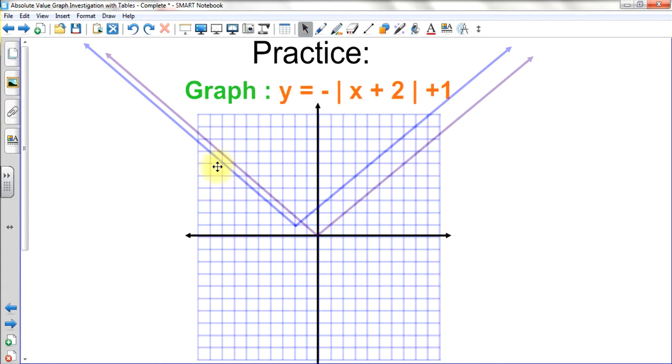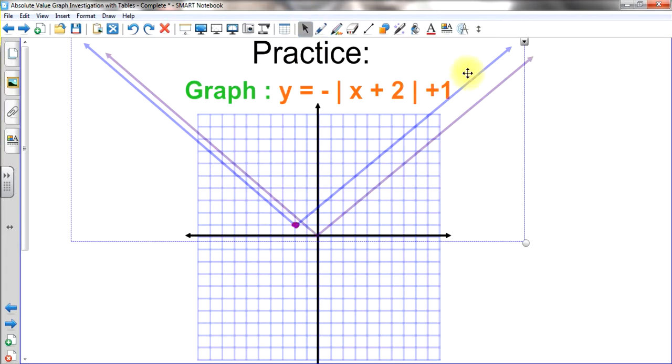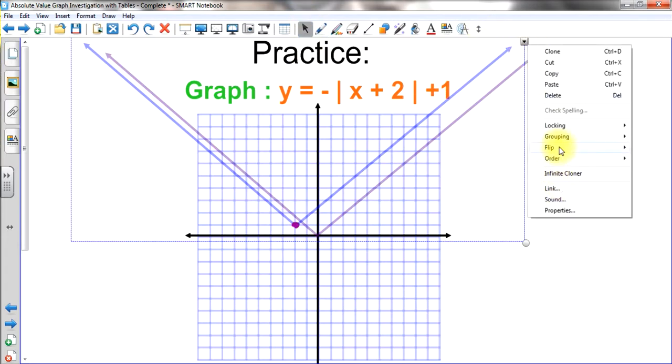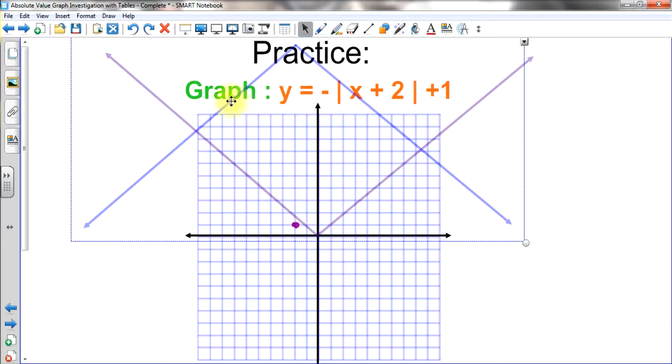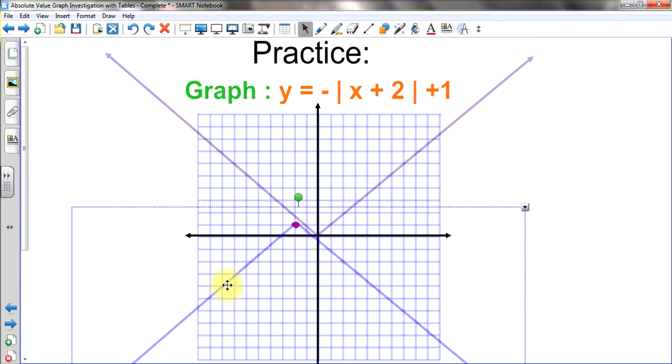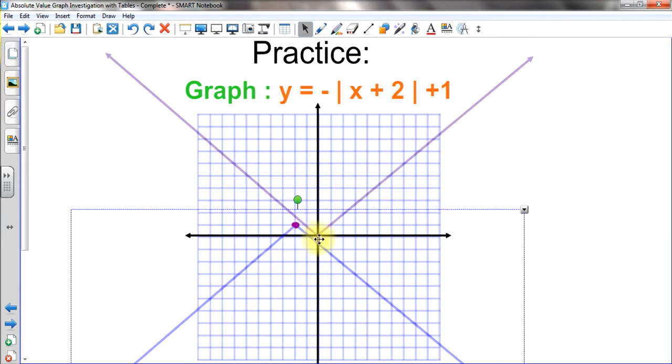And then we have the negative, which is going to take all these positives we would get out and flip them so that they're now opposites. So I'm going to mark the vertex here so I can flip my graph. And then put the vertex back where it should be. So notice that the vertex is going to be our key point that we look at. That point moved over 2 units to the left and up 1. So did every other point in the graph. And that's why we can take the whole graph and just shift it.